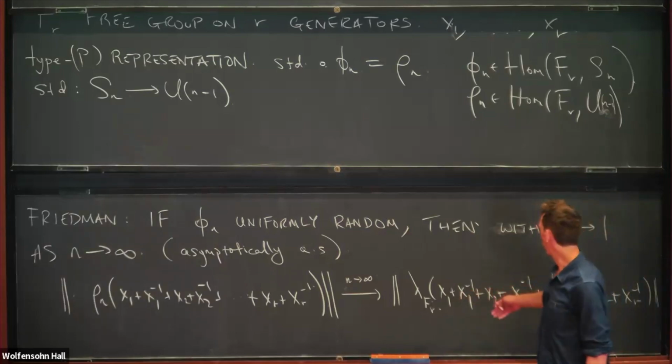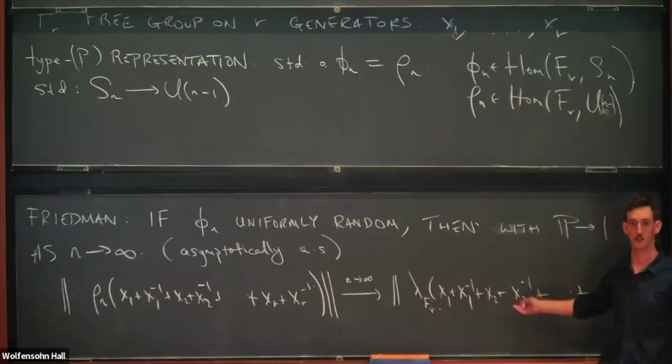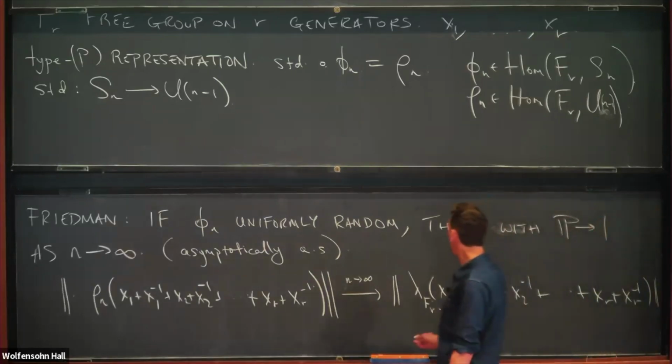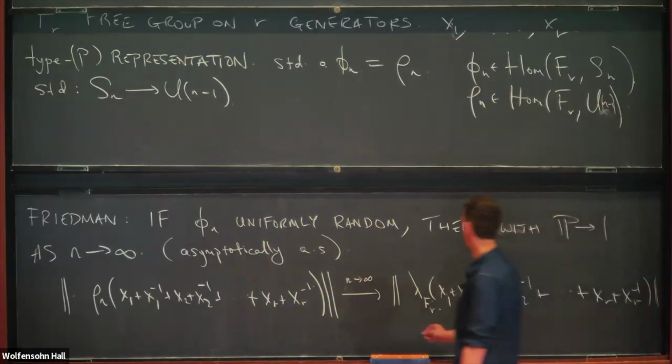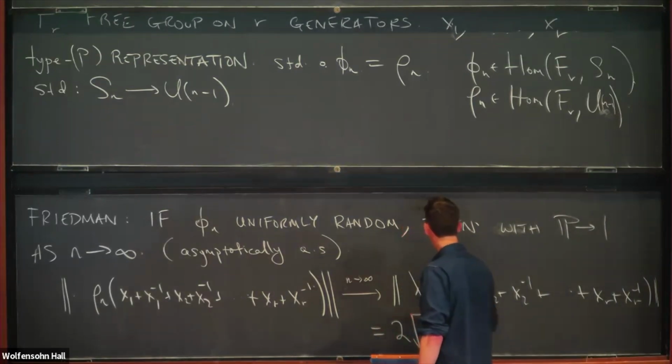Okay, so you're probably thinking, what is this? Like, this is not what I saw before, right? What is this? It just so happens that we know how to compute this operator norm, and it's 2 root 2r minus 1.